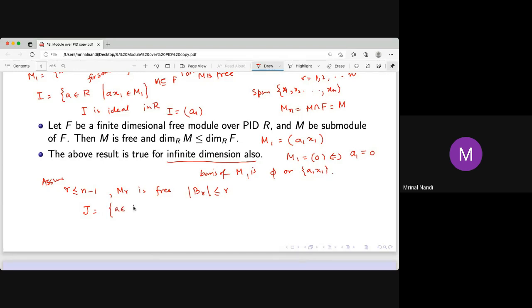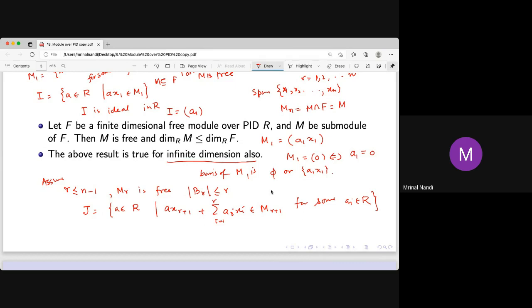Z is the set of all elements of the ring such that a_r x_1 plus elements from the basis a_i x_i, i equal to 1 to r. So this belongs to M_{r+1} for some, it may not be for all. For some in this, because remember this is not the whole spanning set of x_1, x_2, ..., x_{r+1}. It is just a spanning set intersection with the M.